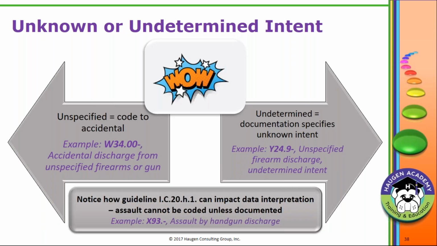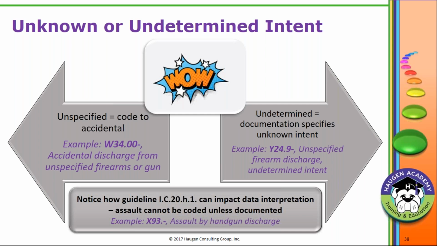So the unknown or undetermined intent, I do want to take a little bit of time to talk about the difference between that. The codes can look kind of similar, but they're classified to different sections. Remember that unspecified, there is a coding guideline that says that if an injury is unspecified, we assume it is accidental. And the example I've given here is W34.00, accidental discharge from an unspecified firearm or gun.